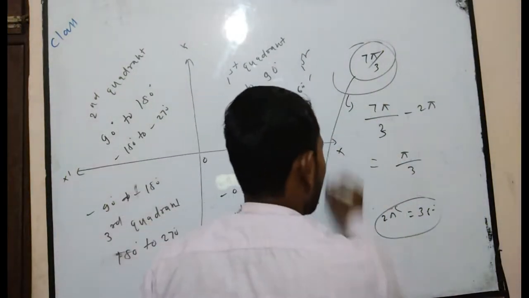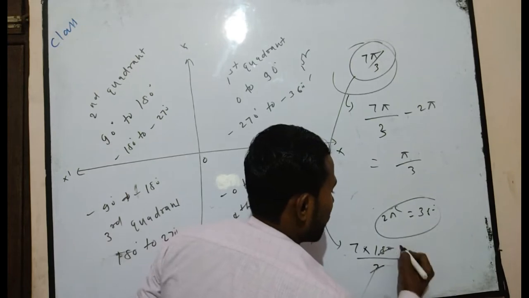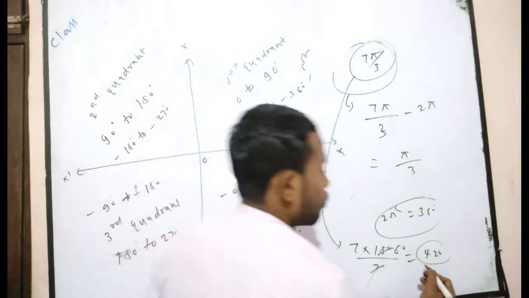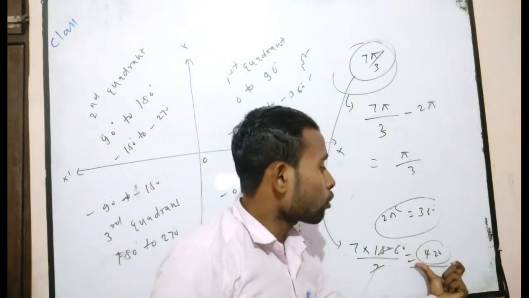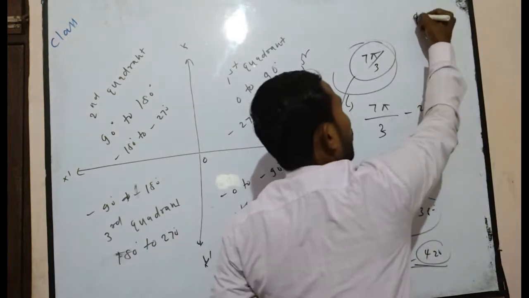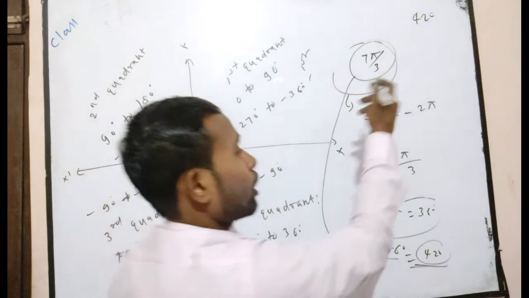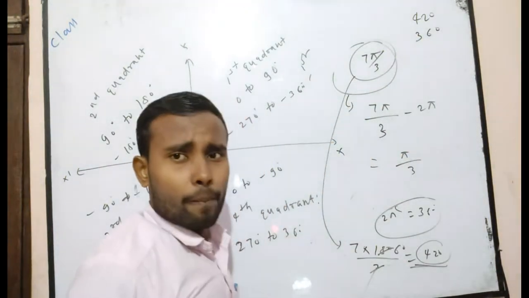The other process is: you put 7 times pi radian, which means 180 degree divided by 3, that will be 60, so that will be 420 degree. 420 means you have to check in which quadrant it lies. In which quadrant does 420 degree lie? As you know, 420 is more than 360 and it is also positive. So you have to simply subtract 360.